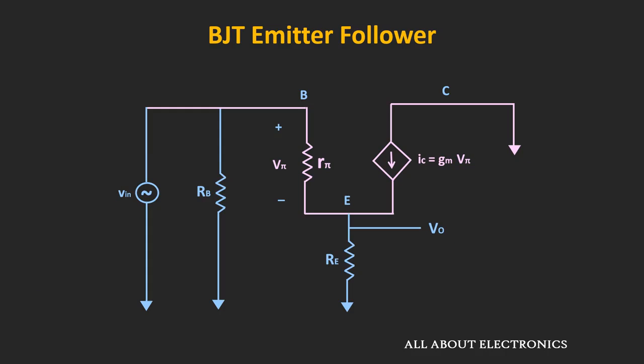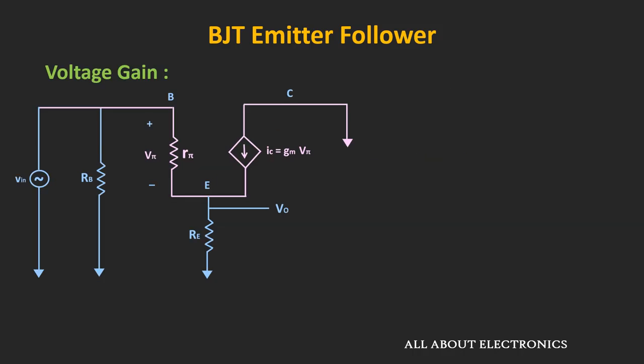So now, first of all let us find out the voltage gain. So here, this current is the base current, while this current is the collector current, and the current which is flowing through the emitter resistor is equal to the emitter current. So from this we can say that this output voltage Vout is equal to IE times RE, that is equal to (IB + IC) times RE.